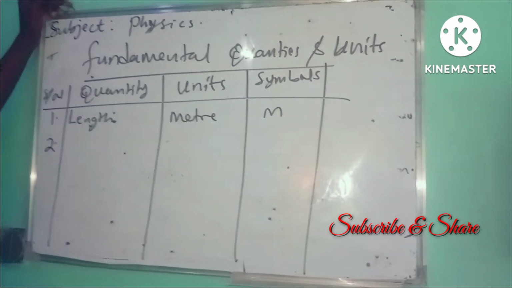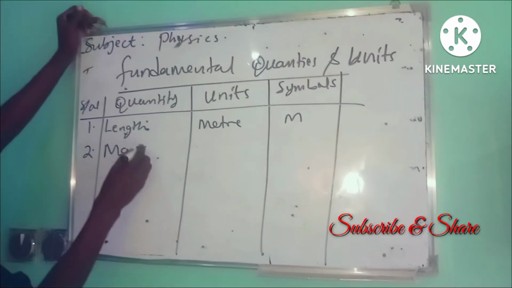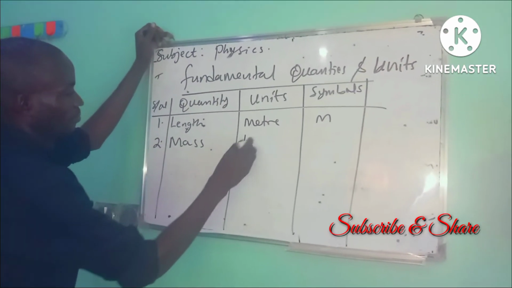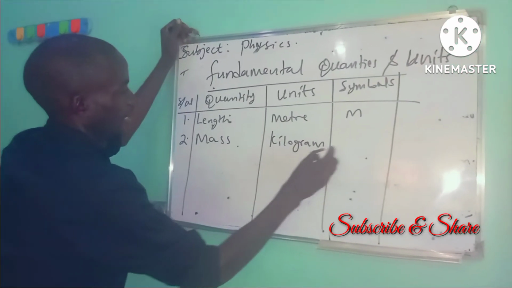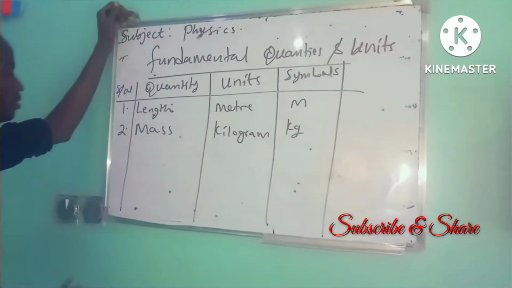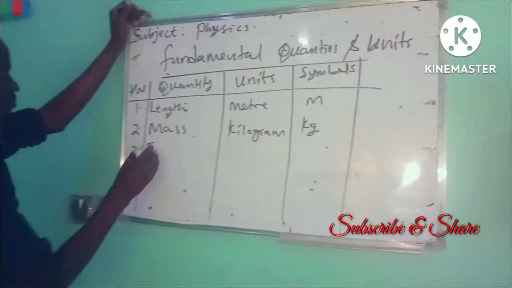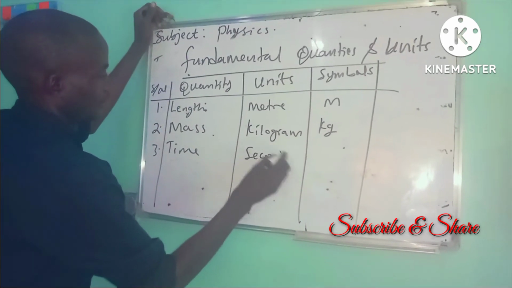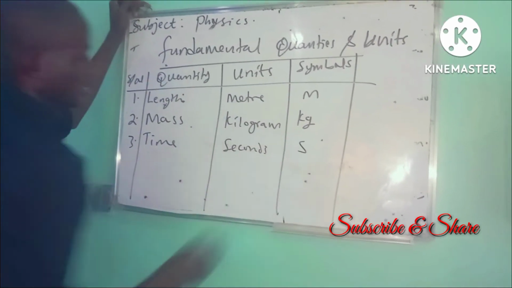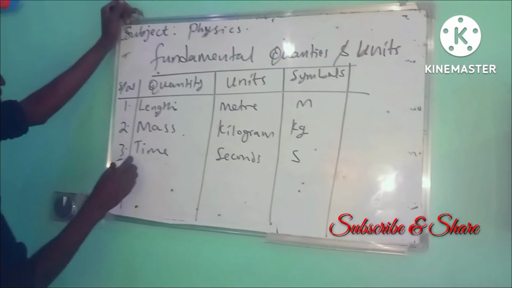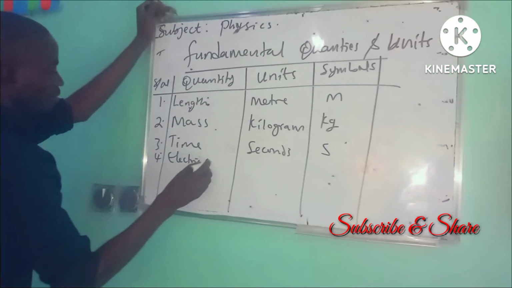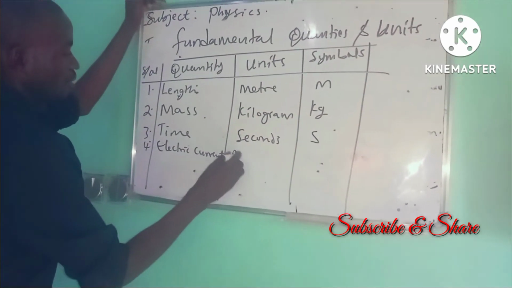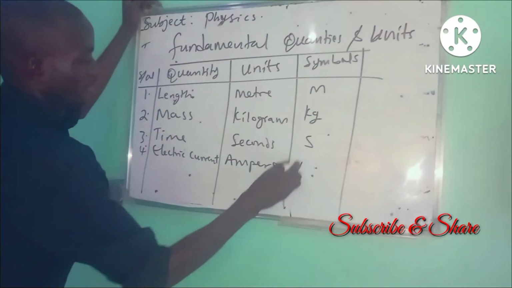Then the second we shall consider is mass, and the fundamental unit of this quantity, mass, is kilogram, and the symbol is kg. The next is time, and the fundamental unit of time is seconds. The symbol is s. Fourth, we have electric current, and the unit of electric current is ampere. It's capital letter A.